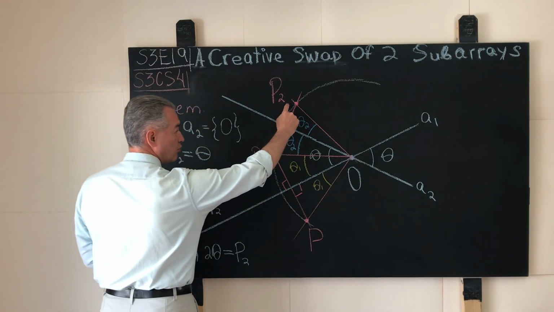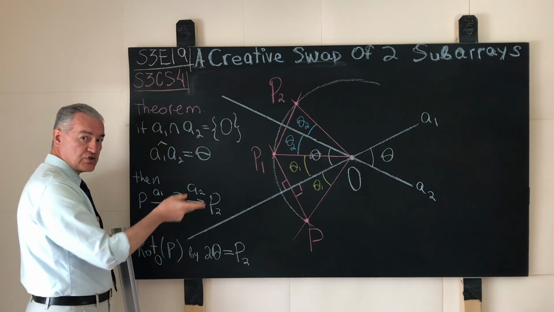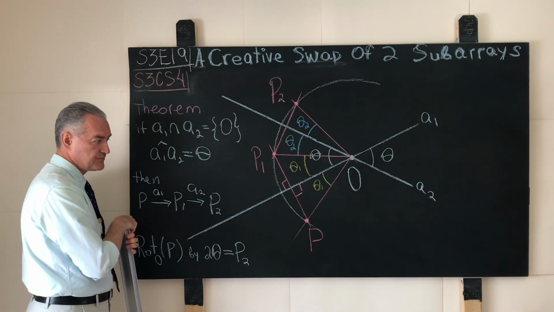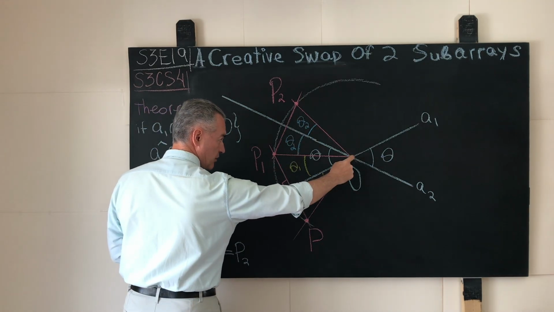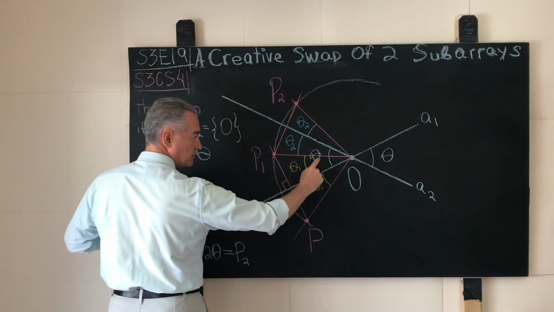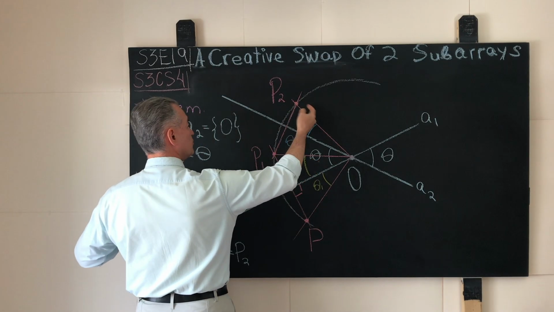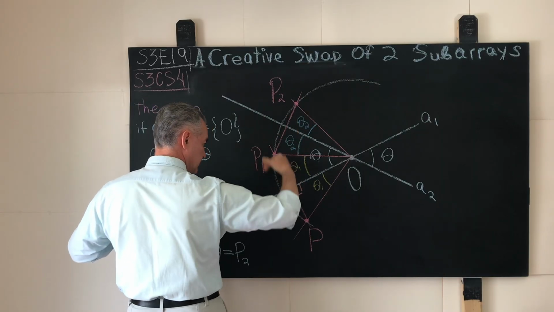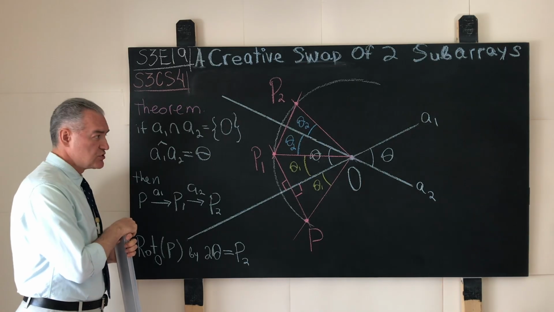We thus produce the point P2, and the claim of this theorem is that after this composition of reflections, if we rotate the parent plane in the appropriate direction about the point O by the angle twice theta, we will put the point P precisely on the point P2. And of course, conversely, these things work in reverse order. And the proof of this theorem you should be able to generate on your own.